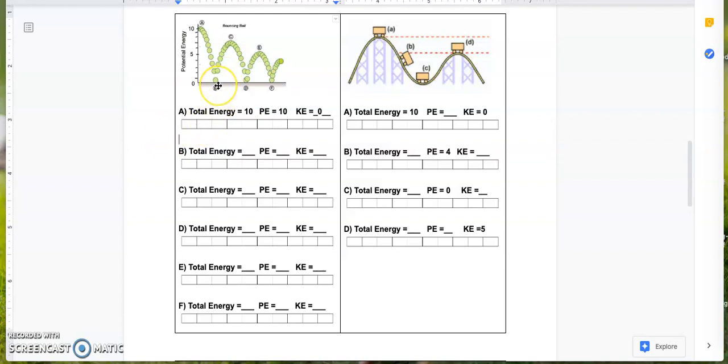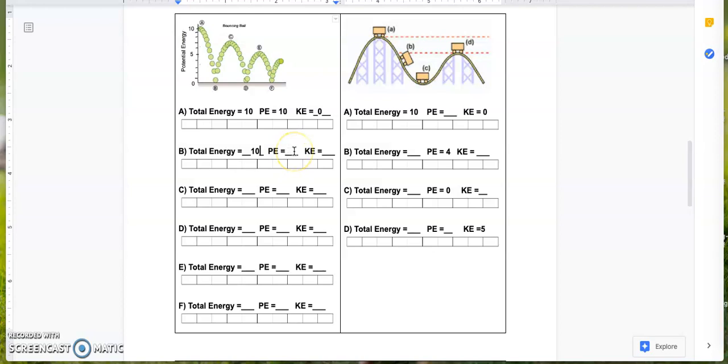Let's look at B. We are still going to have a total energy of 10. Now if you look at where B is, think about, what would all of the kinetic be? What would all of the potential be in terms of numbers? Press pause to do this. Press play to begin again.